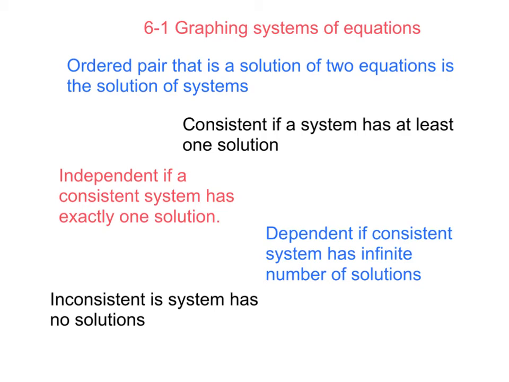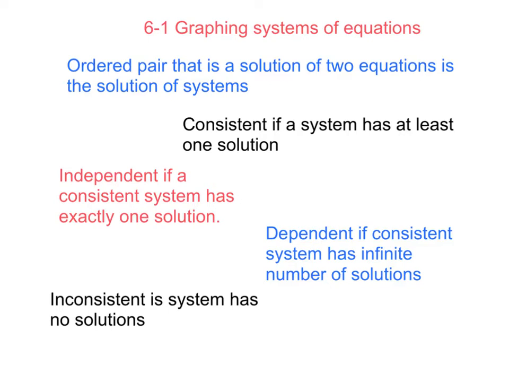Lesson 6-1, Graphing Systems of Equations. So systems of equations is when you are graphing a specific line compared to another line, and you're determining if it intersects, or if those two lines lie upon each other, or if they actually do not touch at all. So it's kind of a way to determine the system or the setup of the lines.